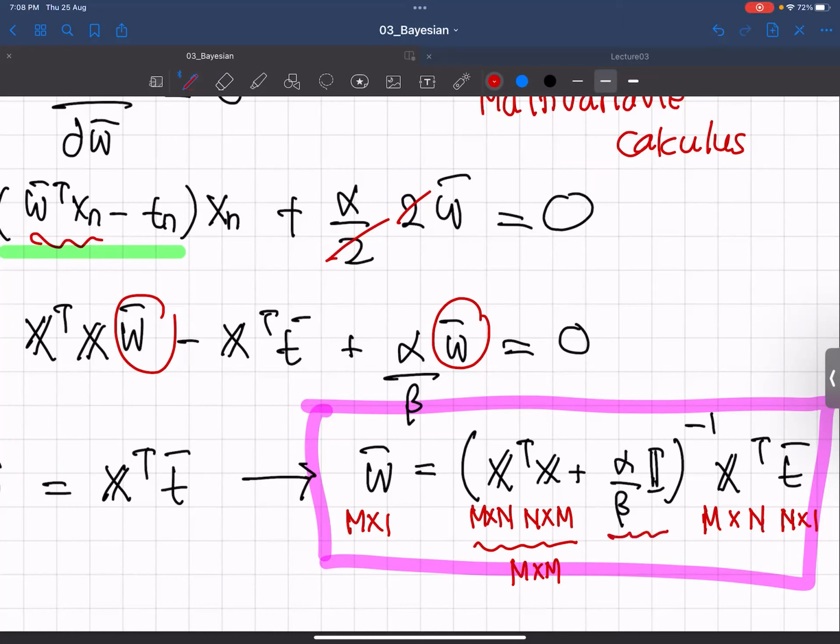Here, the identity matrix has to be M by M, right? So that's correct. In the end, we have M by M. You can inverse this M by M matrix because it is square. And the output of this inverse will be M by M. So everything in the bracket will be M by M, multiplied by M by N, and then N by 1. In the end, it gives you M by 1.